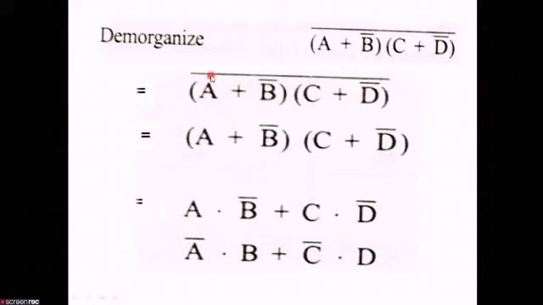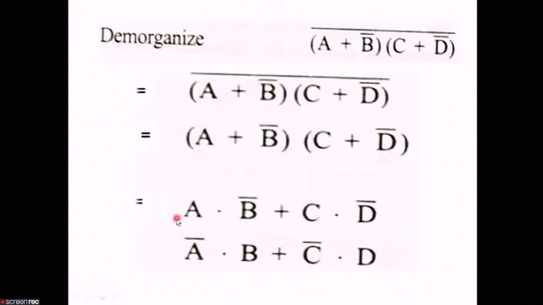Suppose A is a variable and you want to complement the variable. It becomes A bar, so there is a bar here. Complementing the given expression means this bar will be removed. So here we have written the expression as (A plus B bar) into (C plus D bar).